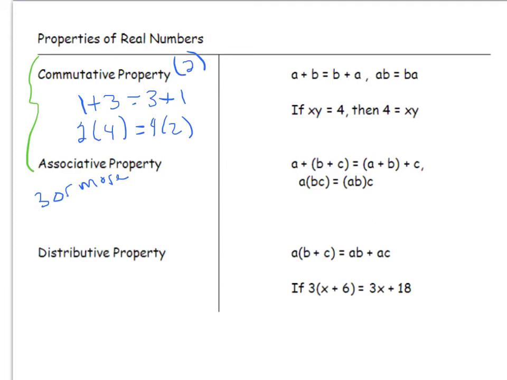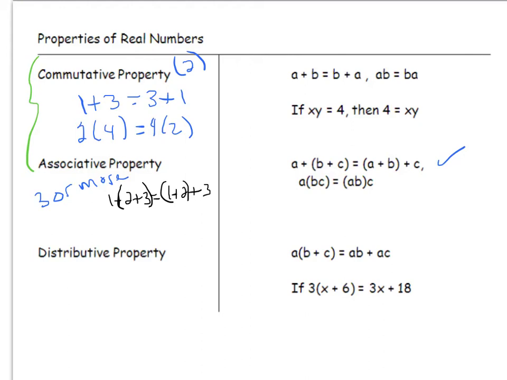So for instance, if you take a look at the examples here, we have (a plus b) plus c equals a plus (b plus c). And then a times (bc) equals (ab) times c. I know it sounds confusing, but think about it. Let's say I've got 3 numbers. (1 plus 2) plus 3 gives me 6. It's the same as if I were to do 1 plus (2 plus 3), which also gives me 6.